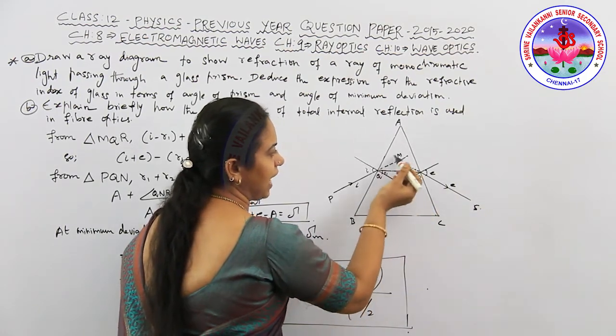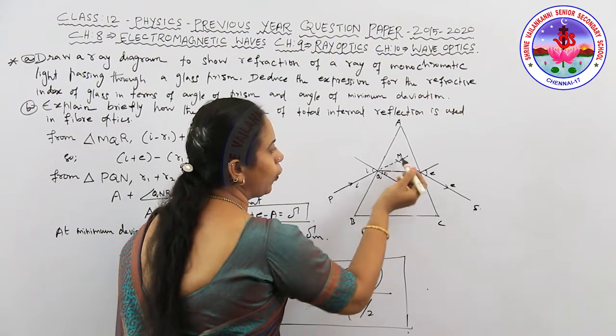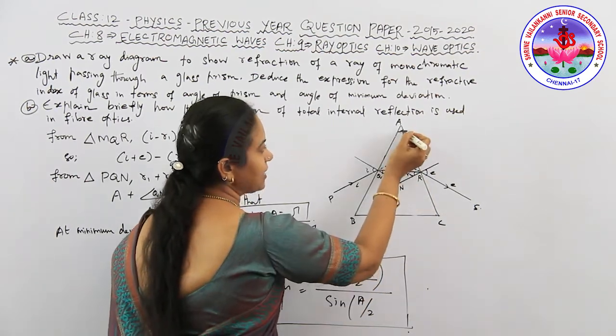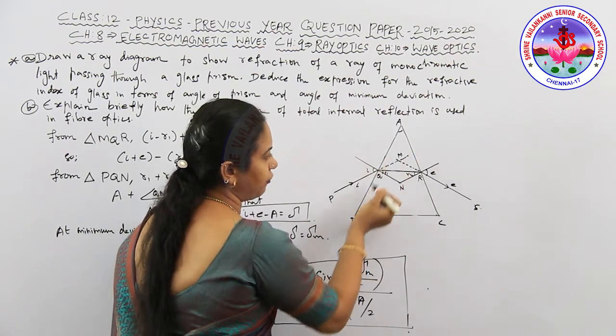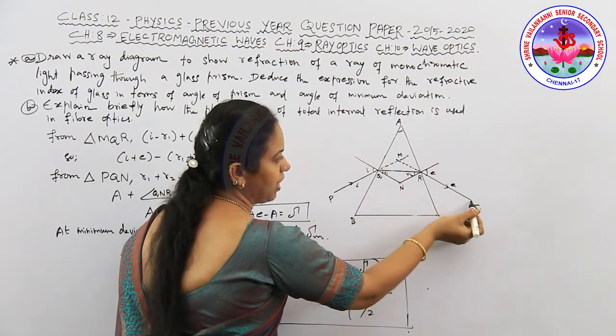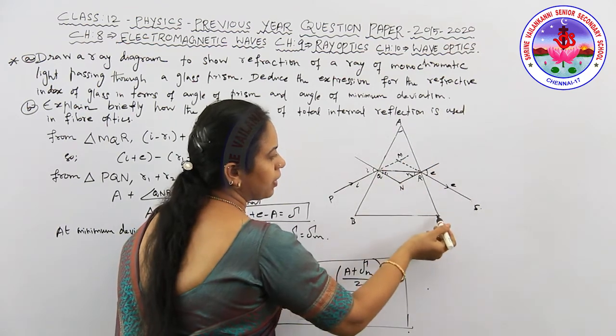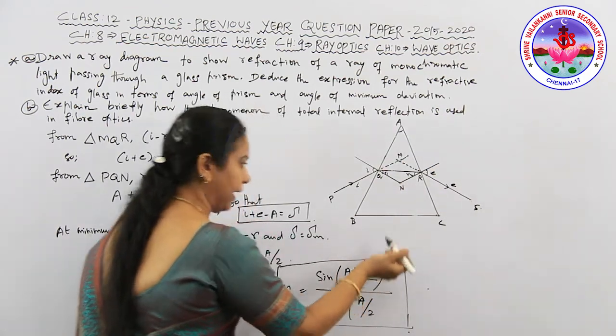Then we are seeing here the quadrilateral, that is QMRN. A is the angle of prism. So this is the incident ray which is on one face. This is the emergent ray you will get from the AC face, right?